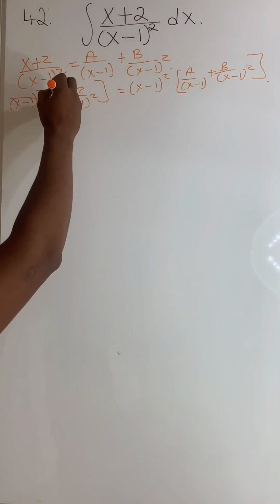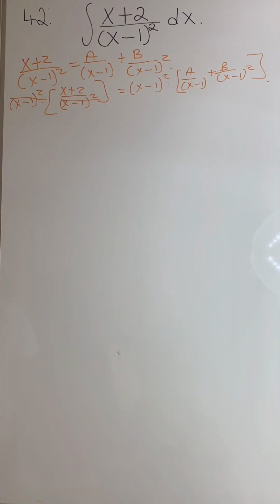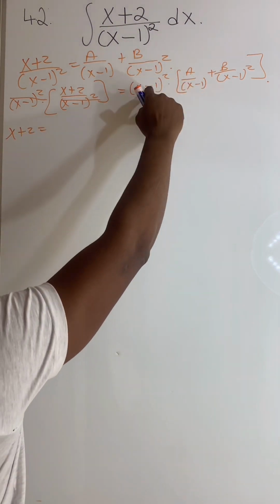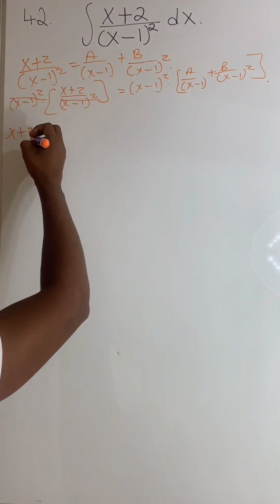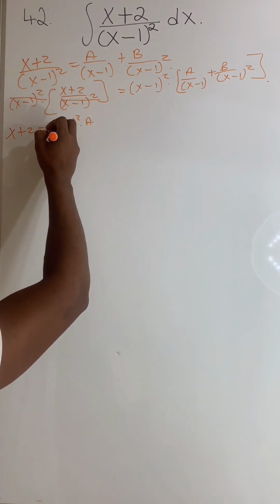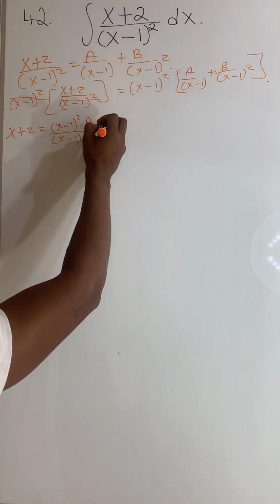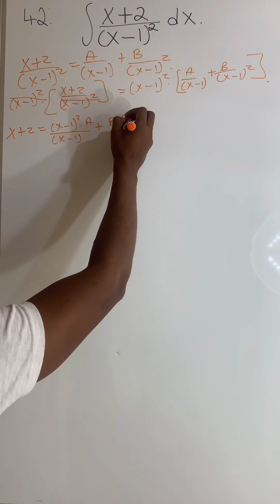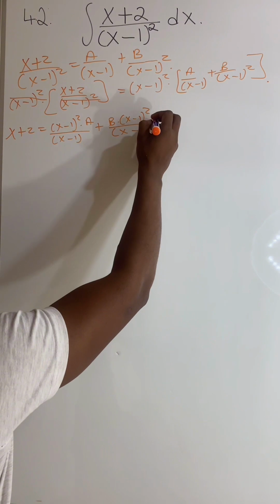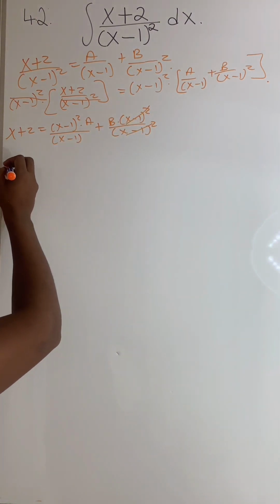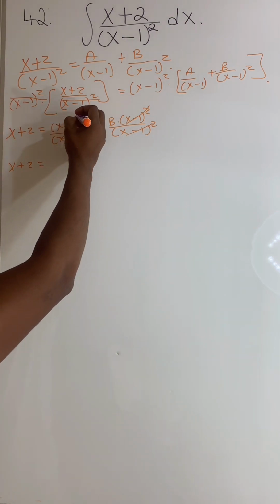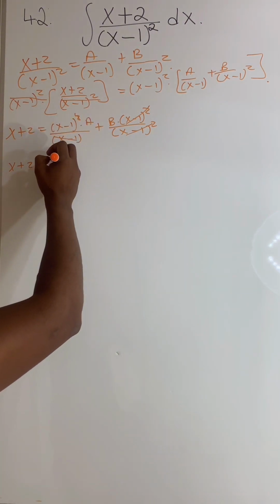This x minus 1 squared will cancel this x minus 1 squared, and we'll be left with x plus 2 on the left hand side, and we have to distribute this x minus 1 squared inside our parentheses. One of the x minus 1 squared will cancel this x minus 1 squared, and we'll be left with 1 x minus 1.